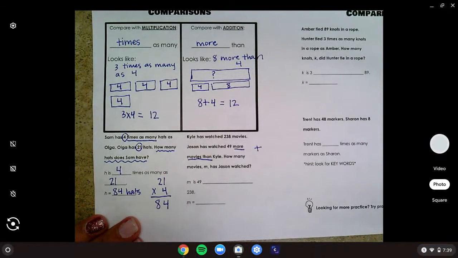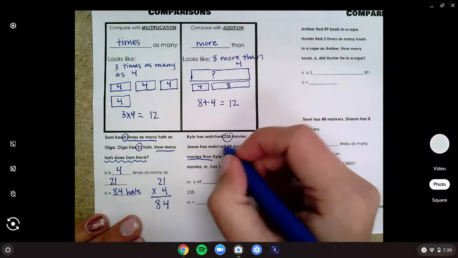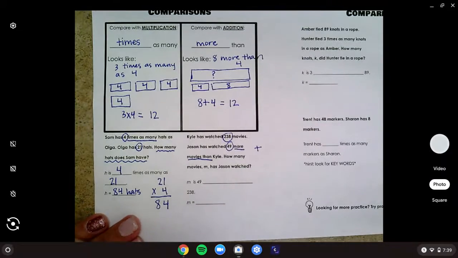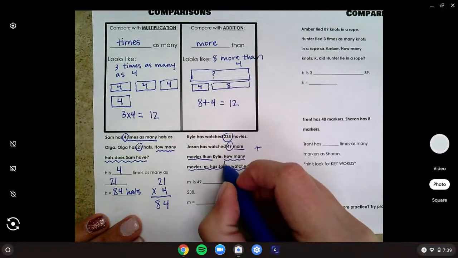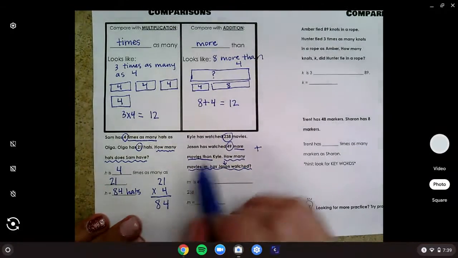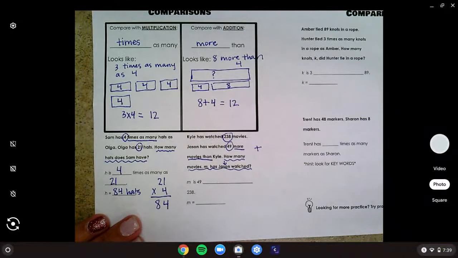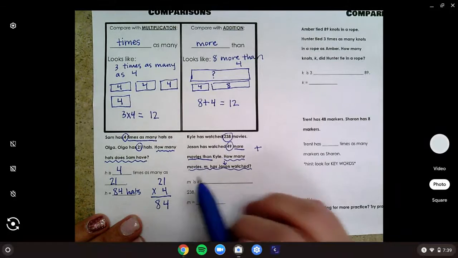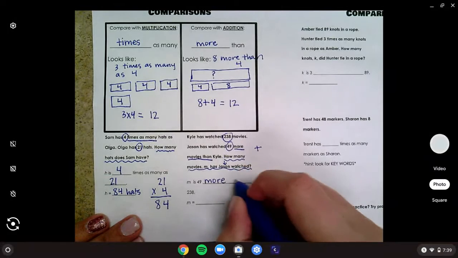All right, now let's circle the numbers. 238. Jason's watched 49 more movies than Kyle. All right, now squiggle the line. Our question, how many movies has Jason watched? Because we know Kyle's number. Kyle's watched 238. But we know Jason's watched 49 more than that. So we need to find M. What's that phrase we're using? That's right, more than.